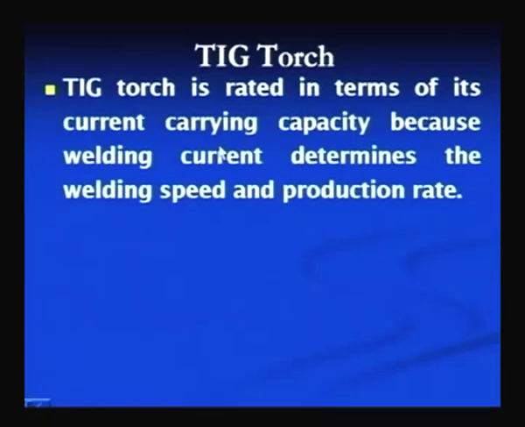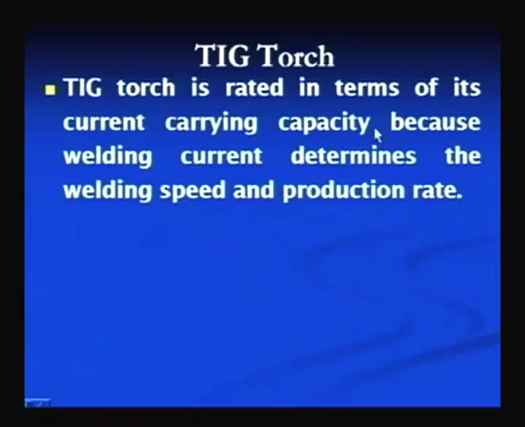And if the ability of the torch to handle the high welding current is not there, then it will not be possible to get the high welding speed, the high production rate and the desired penetration. And that is why the TIG torch is rated in terms of its current carrying capacity. The higher the current carrying capacity of the TIG torch, the greater the current it will be able to handle for welding of thick sheets. So, that is why TIG torches are rated in terms of current carrying capacity.